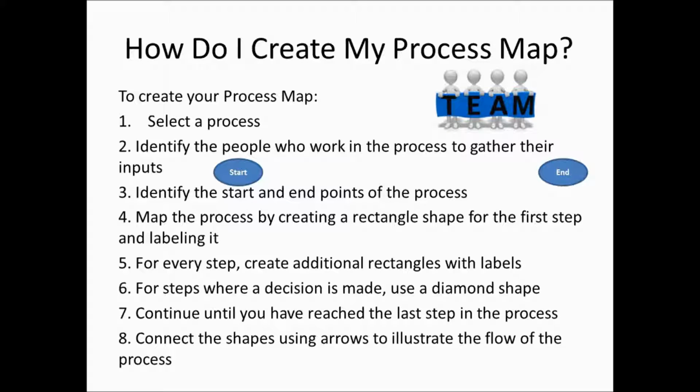Then map the process steps by rectangle shapes. The first step in a rectangle, with a label of what you did in that step. Then for every step, you have to put a rectangle with a label of what is going on in that step. And then if there are some steps that need a decision, that if yes, go in one direction, and if no, go in another direction, we will put it in a diamond.